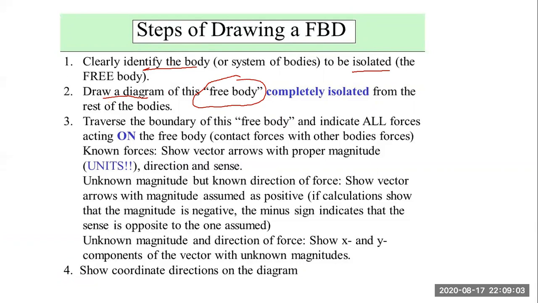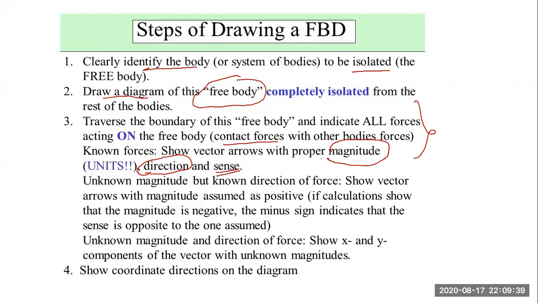Now we have to show all the active and reactive forces, all the contact forces with other bodies. We have to show all the contact forces with other bodies, but we cannot show the joints and supports. And all the active and reactive forces we have to show clearly, both with their magnitude as well as direction. And when we are drawing the magnitude and direction, automatically the sense will come.